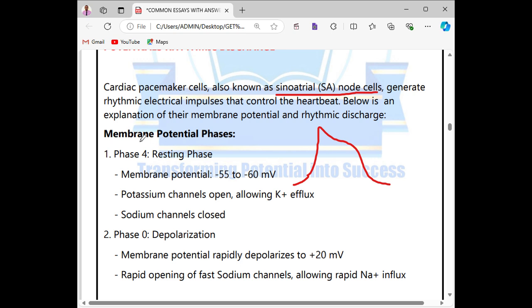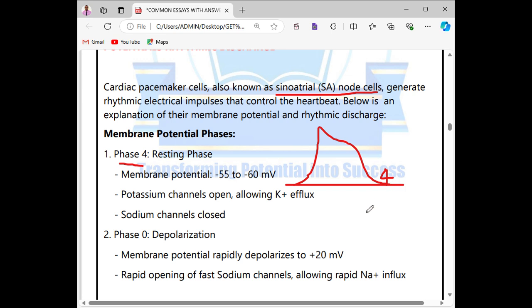So as far as membrane potential phases are concerned, I started with phase 4. You can either put it as phase 4 or phase 1, no, not phase 1, it's supposed to be phase 4, because we have this phase here, then we have phase 0, 1, 2, 3, 4. So phase 4 is here. This is what phase 4 is. As far as phase 4 is concerned, this is the resting part. So that is phase 4.